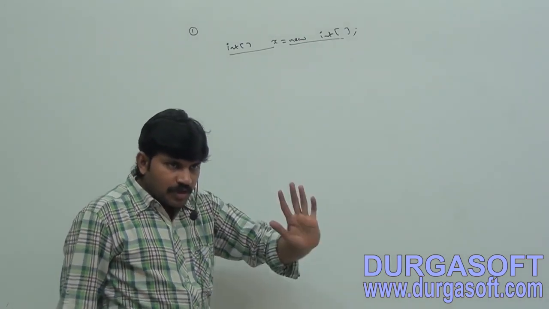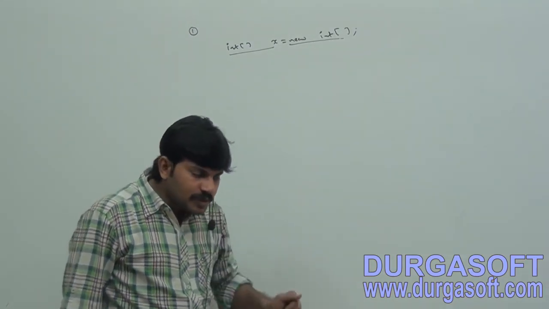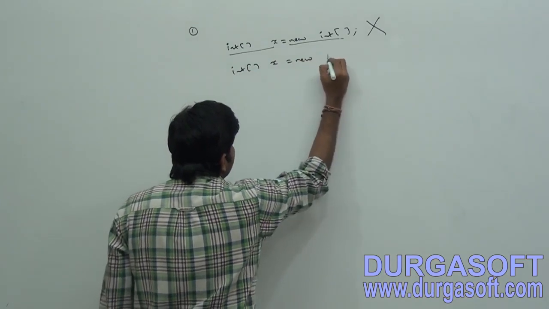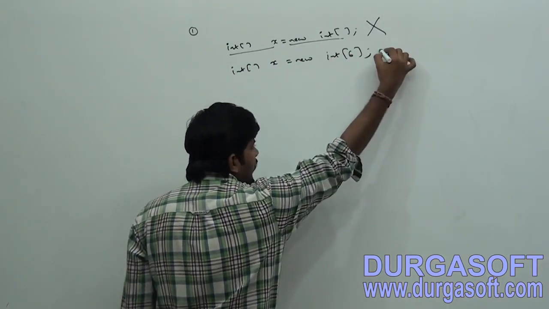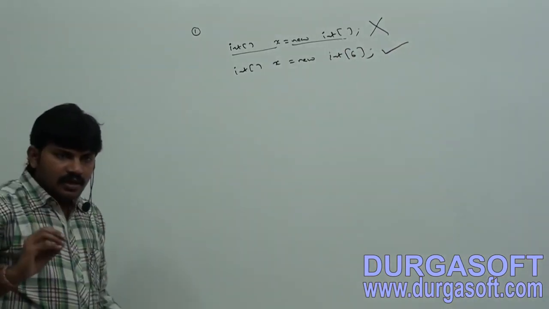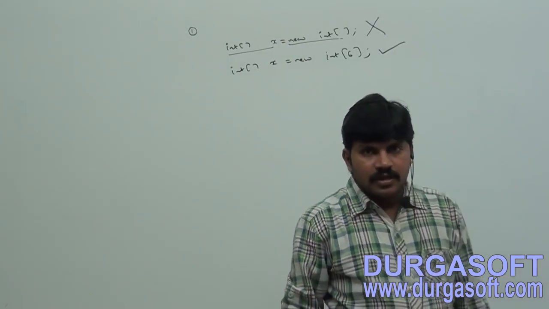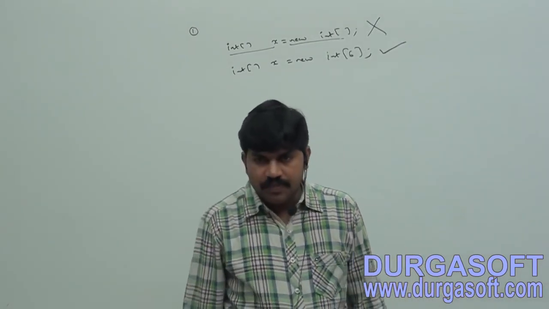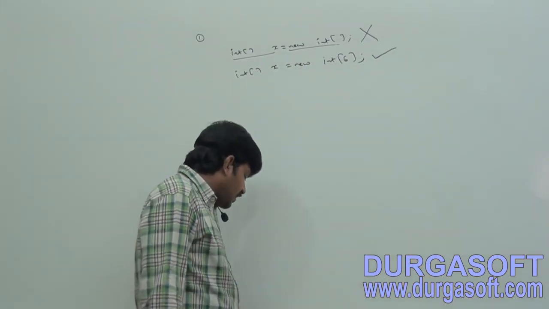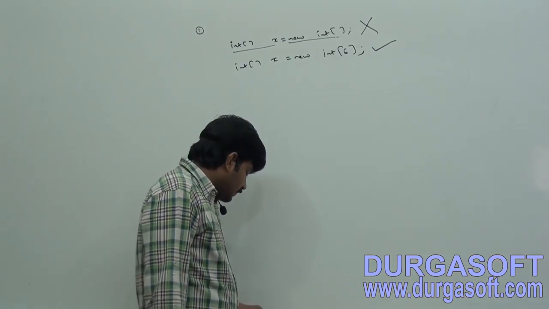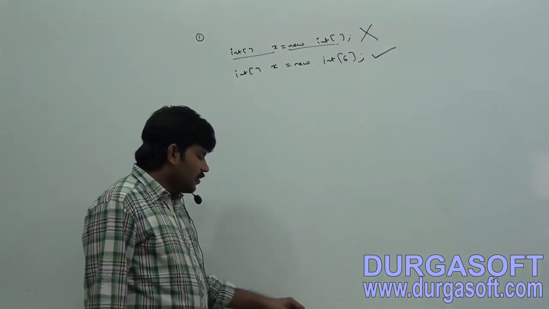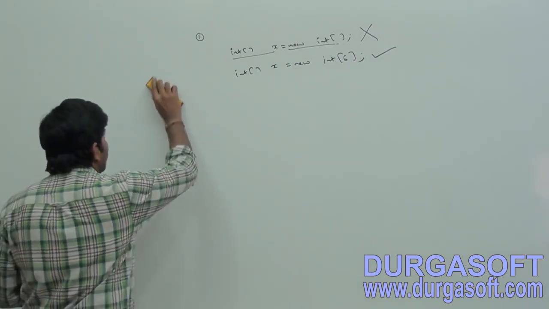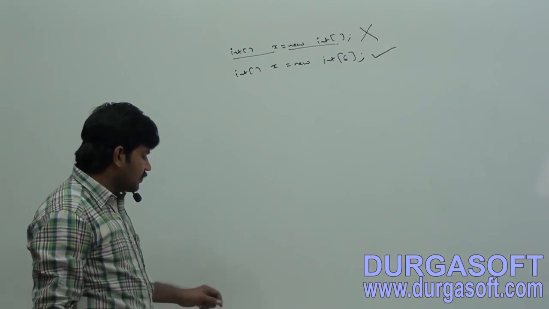So conclusion, the first point: at the time of array creation, we should compulsorily specify the size, otherwise we will get a compile time error. Suppose I take int[] x = new int[6]; valid or not? Valid. Add the first point: at the time of array creation, compulsorily we should specify the size, otherwise we will get a compile time error.